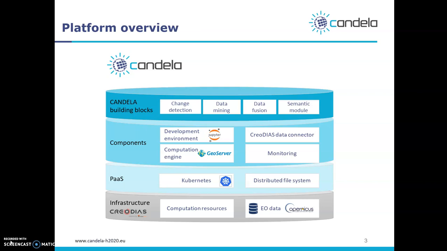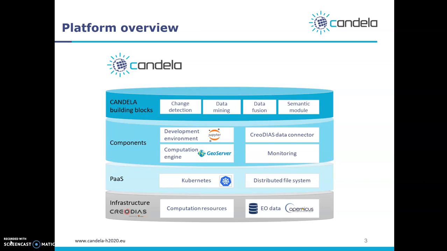The platform runs on the Cloud's cloud infrastructure, which provides us with computational resources and a direct access to Copernicus Earth observation data. On top of this infrastructure, we have deployed a Kubernetes cluster and a distributed file system. Kubernetes is an orchestrator that will provide each component its resources and allow them to communicate between each other.